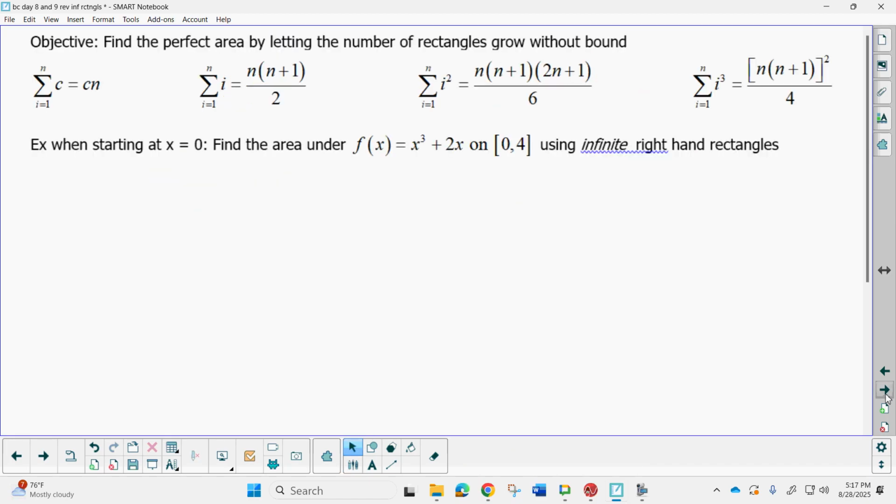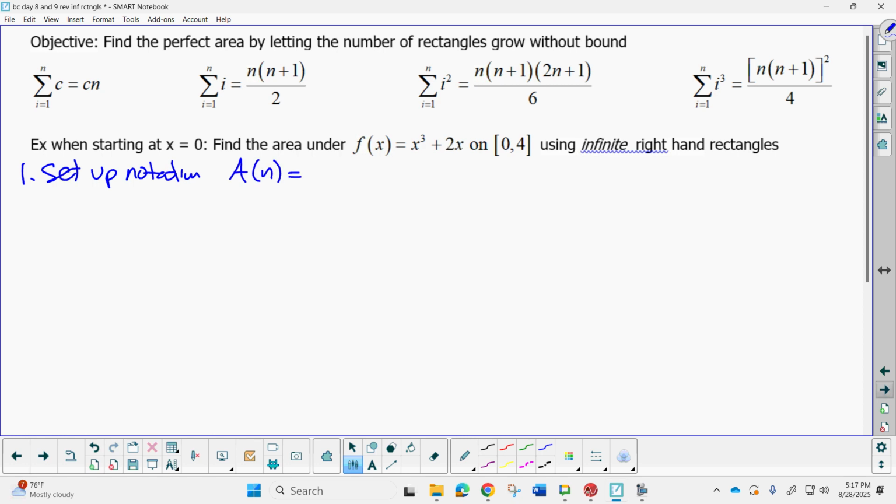Okay, now we're going to do some infinite rectangles. The whole goal is not to do 100 rectangles or 572 rectangles, but infinite rectangles. And so that's where we're headed next. The first thing you're going to do is set up your summation notation like we were just doing. Would you give me the function for area based on any number of rectangles, the summation notation? Sketch that out. I'll give you 20 seconds.